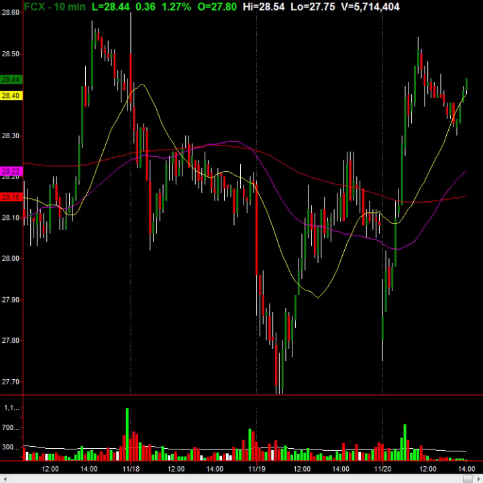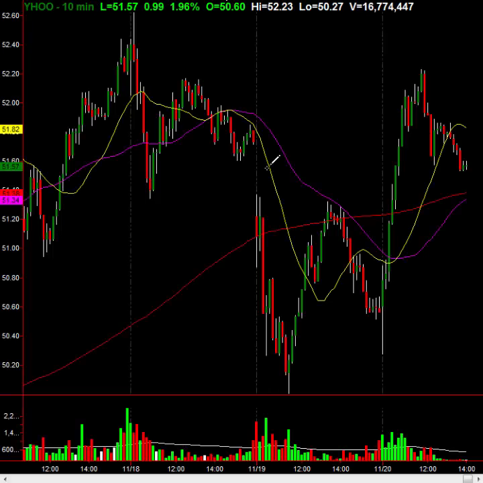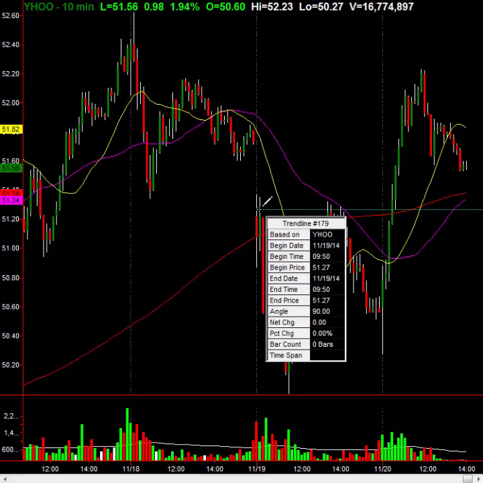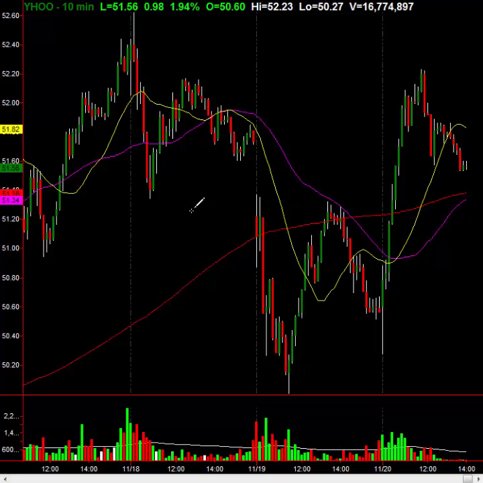Freeport McMoRan, FCX, is having a decent little day here today. Yahoo is an interesting one because it was up sharply earlier in the day, up literally $1.50. Now it's come back in. If by chance this sells off and closes below this area, let's say below 51.25, that would be bearish to me because it would mean you had a lot of buyers here and they couldn't keep the price up. And if it closes down here, I think it continues to go down to about $45 per share.